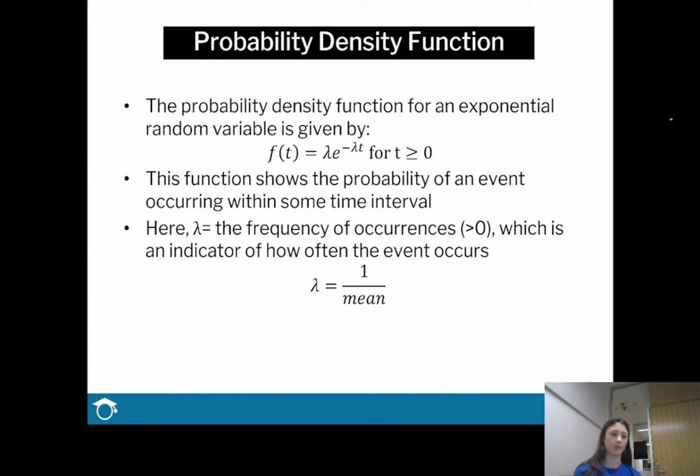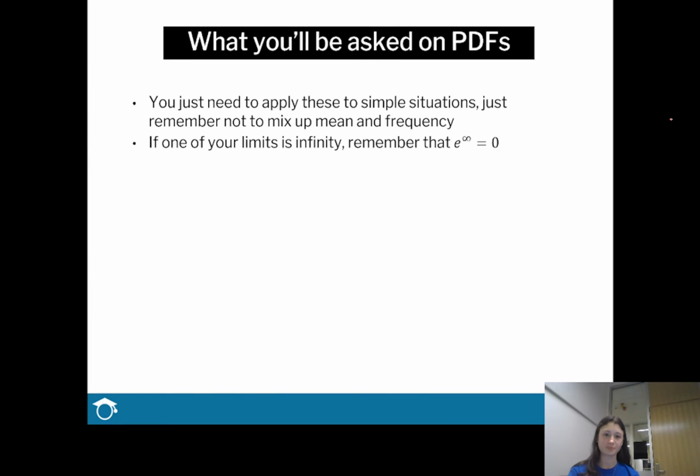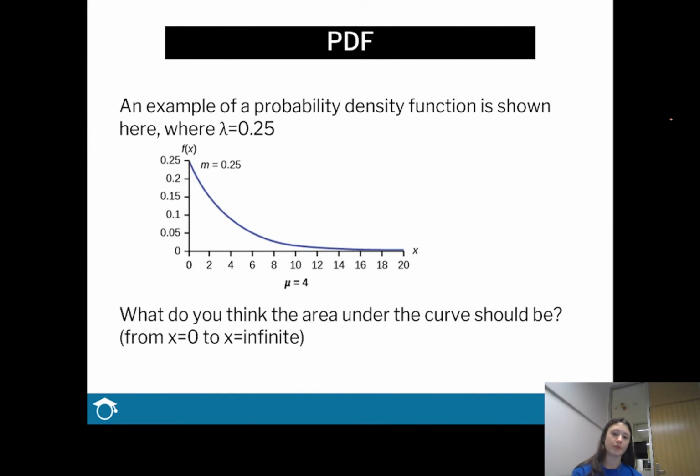So if an event happens very often, then the mean time for it happening is shorter because, you know, it happens more times, so it takes less time for each one to happen, if that makes sense. So this is a simple example of the probability density function for exponentials, where lambda is 0.25.